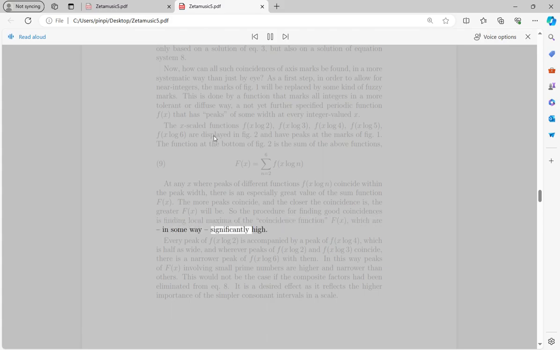Every peak of f(x log 2) is accompanied by a peak of f(x log 4), which is half as wide, and wherever peaks of f(x log 2) and f(x log 3) coincide, there is a narrower peak of f(x log 6) with them. In this way, peaks of f(x) involving small prime numbers are higher and narrower than others. This would not be the case if the composite factors had been eliminated from EQ8. It is a desired effect as it reflects the higher importance of the simpler consonant intervals in a scale.